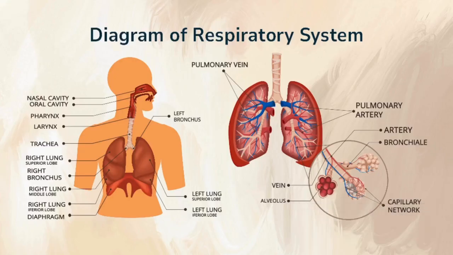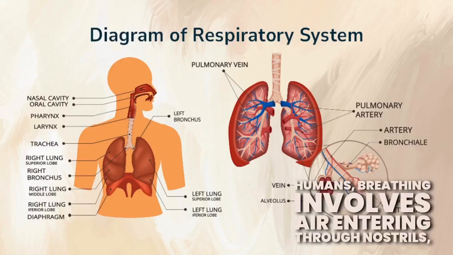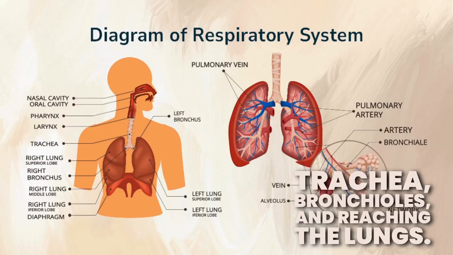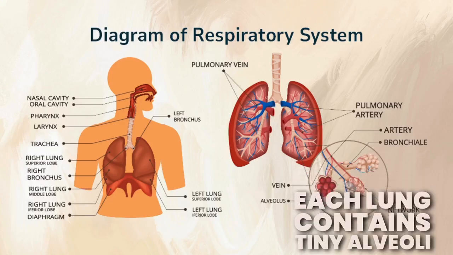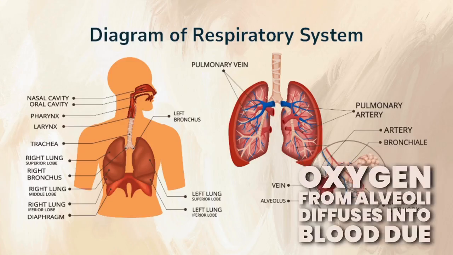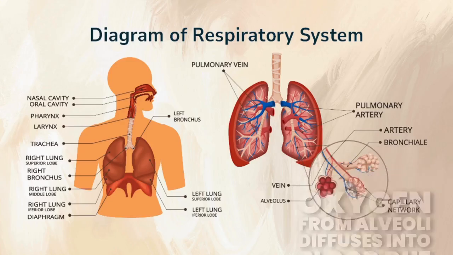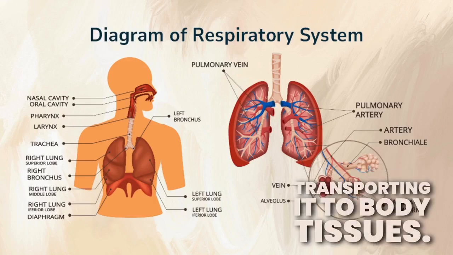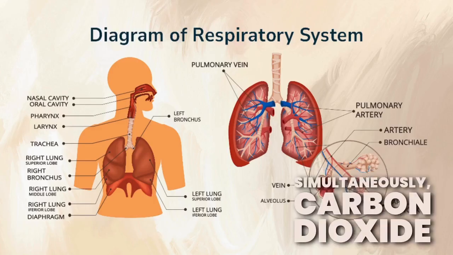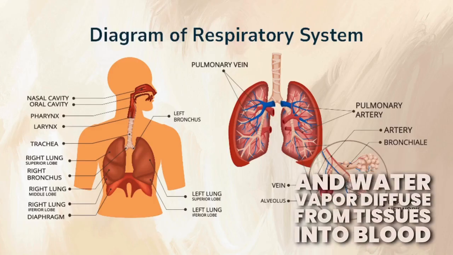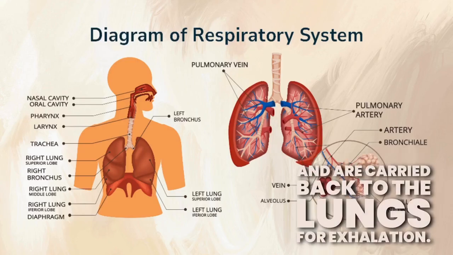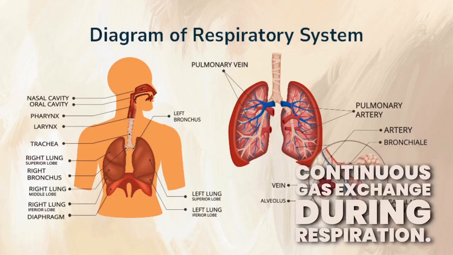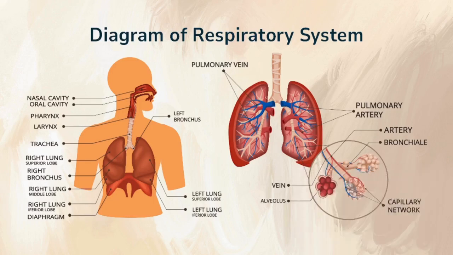Breathing in humans. In humans, breathing involves air entering through nostrils, then passing through the pharynx, trachea, and bronchioles, and reaching the lungs. Each lung contains tiny alveoli surrounded by blood capillaries. Oxygen from alveoli diffuses into blood, due to higher concentration, and binds with hemoglobin in RBCs, transporting it to body tissues. Simultaneously, carbon dioxide and water vapor diffuse from tissues into blood and are carried back to the lungs for exhalation. Thus, lungs, blood, and tissues together ensure continuous gas exchange during respiration.